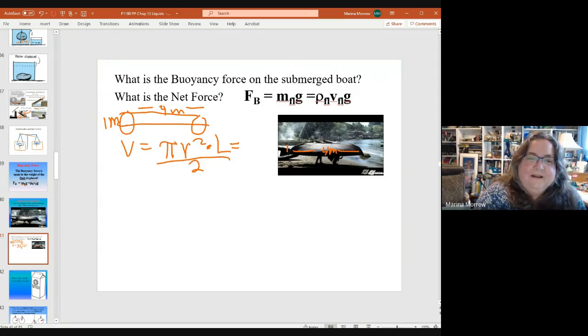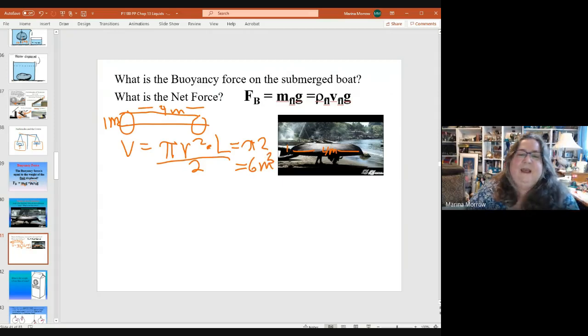Is that right? The length is 4 over 2. So pi times 2. Okay. So that's going to be around 6. So this is all an approximation. So let's just make this 6 meters cubed. Okay. All right. So now we've got a sort of volume.